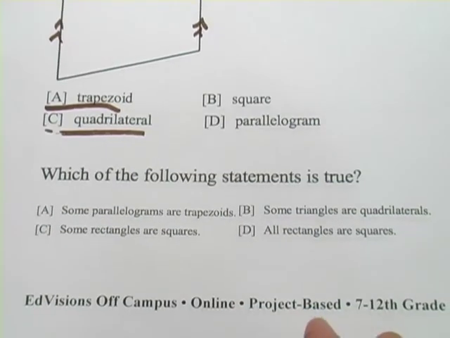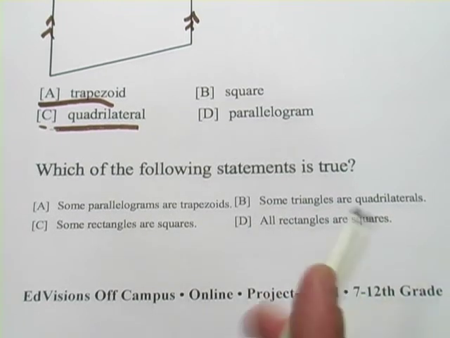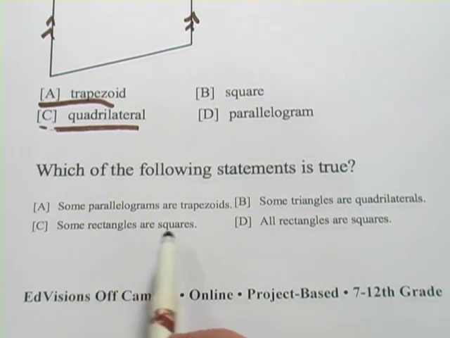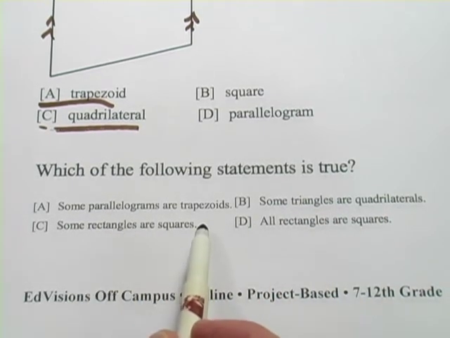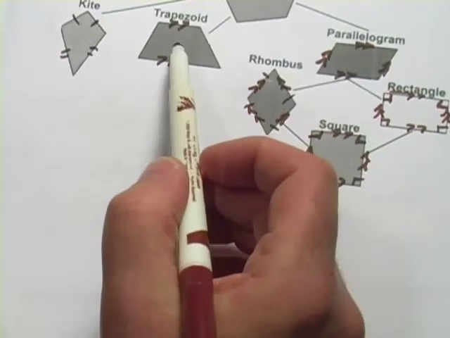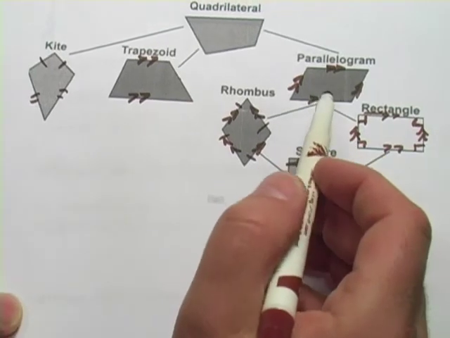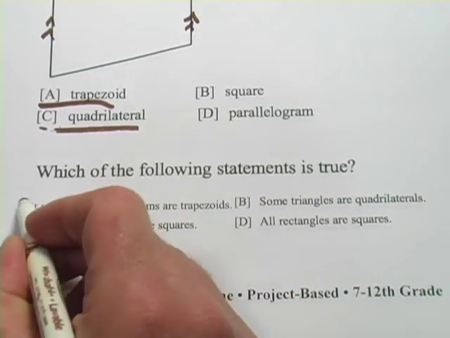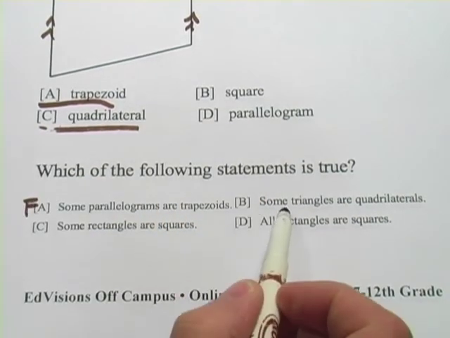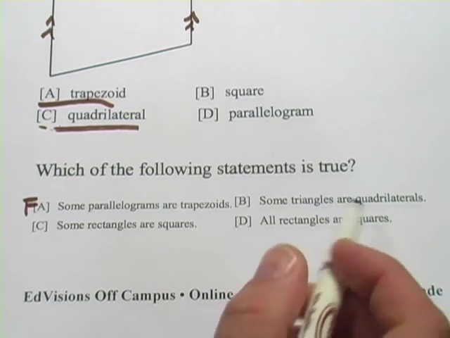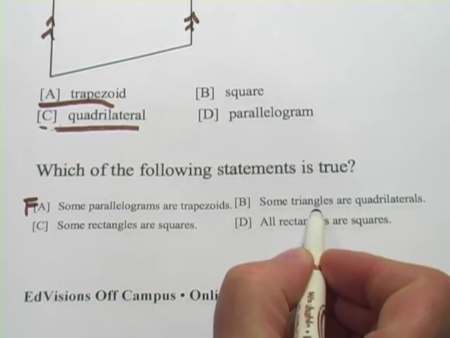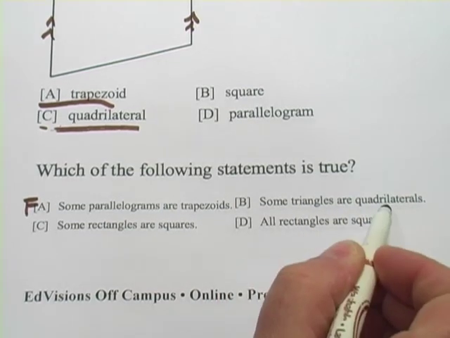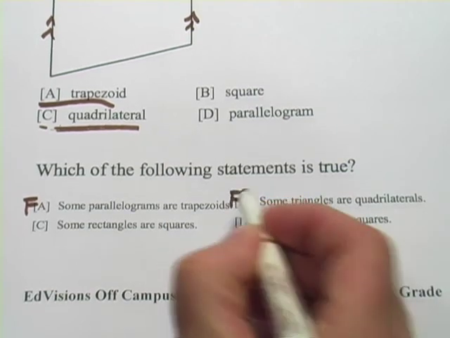All right, last question. It says, which of the following statements is true? A, some parallelograms are trapezoids. Well, if we look at our family tree here, trapezoids are way over here, and parallelograms are way over here, and they do not share qualities. So this one has to be false. Let's look at B. Some triangles are quadrilaterals. And what that's saying is some three-sided objects have four sides. I don't think so. So that's false.